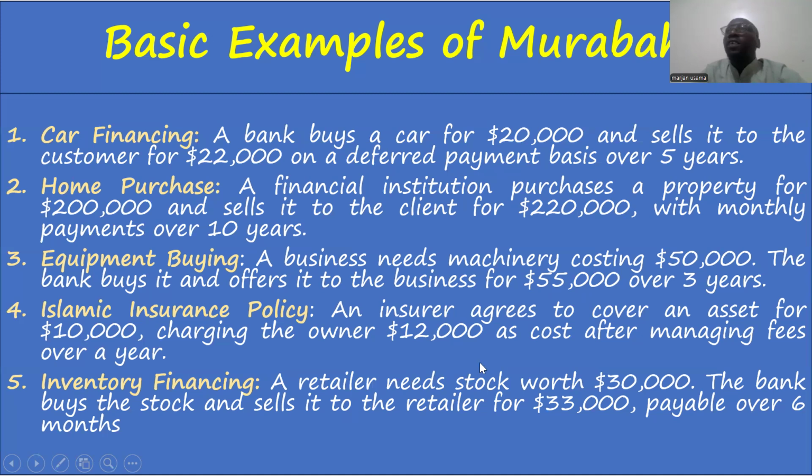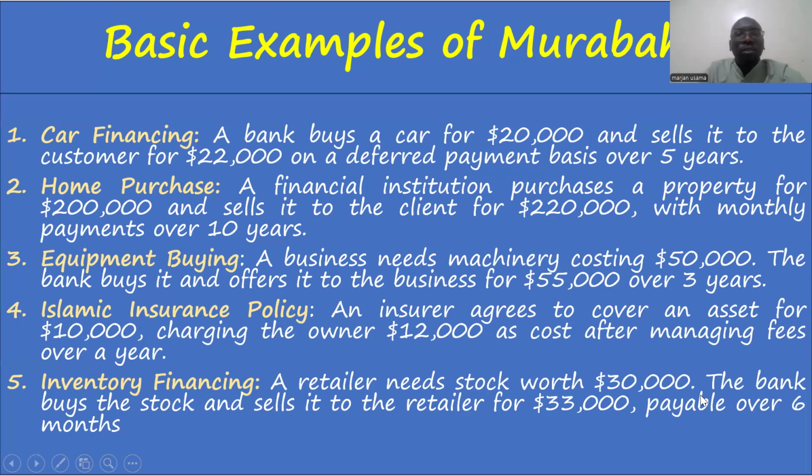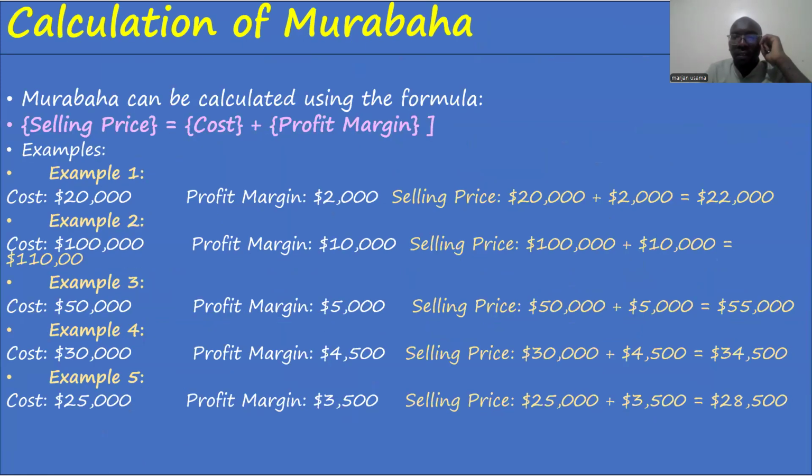Then lastly, inventory financing. You have your business, you want to increase your inventory. So a retailer needs stock worth 30,000, but you don't have the money. So you will approach the bank, and the bank buys the stock and sells it to the retailer for 33,000, payable over an agreed period of time, which in this case is 6 months.